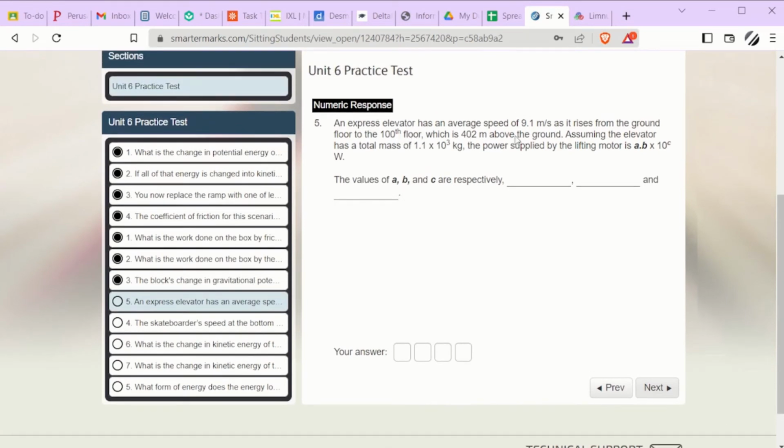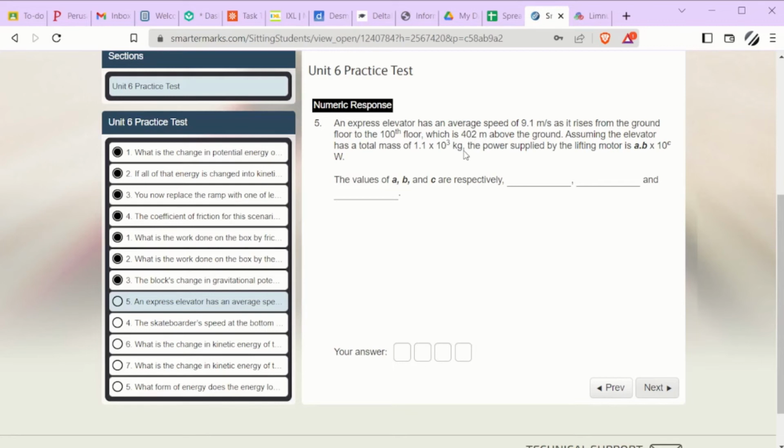Now, an express elevator has an average speed of 9.1 meters per second as it rises from the ground floor to the 100th floor, which is 402 meters above the ground. We've got the total elevator mass and the power supply. We need to find the power of the lifting motor. Well, power is work over time. The elevator is at a stop at the bottom and at the top. So the kinetic energy is not going to change. It's only the change in potential we have to worry about.